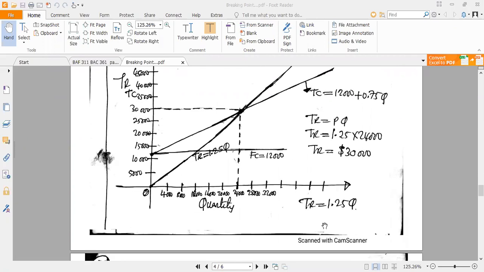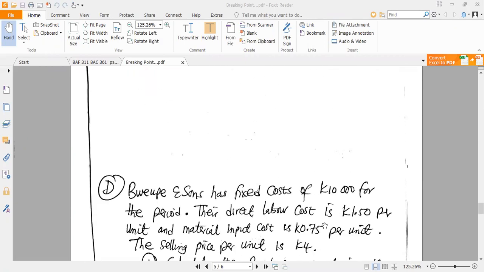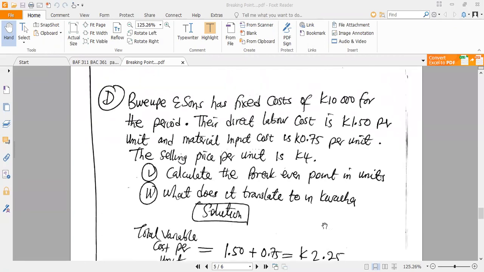Yes, sir. Okay, let's now look at part D, the last part of this one. This one is part of the questions that has been sent. You just need to go through, and you'll be able to understand where you have a challenge. You will still come through and we'll still explain. Pay and Sons has a fixed cost of 10,000 for the period. So that's a fixed cost.